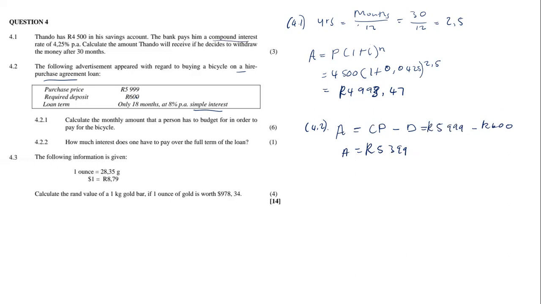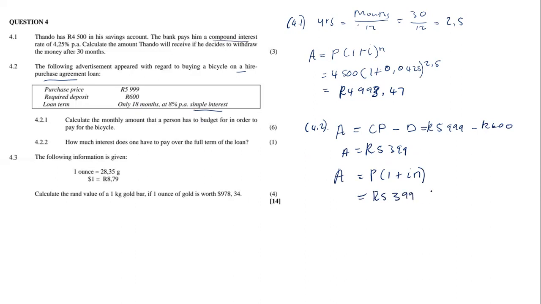So this amount by the end of 18 months is going to accumulate to be how much, right? This is the actual amount that you need to pay, which we're going to calculate using simple interest: P(1 plus i times n). So let's see, this principal will accumulate by how much? So here we have 5,399 and what?